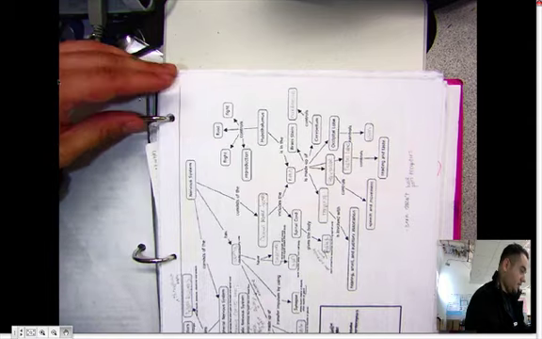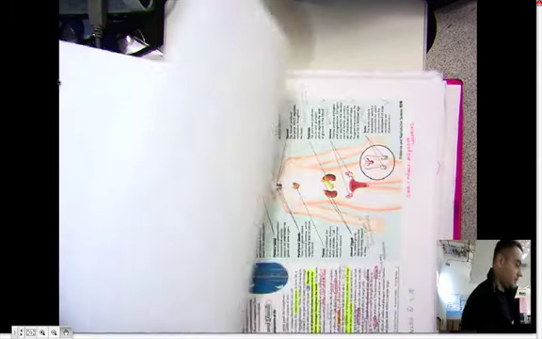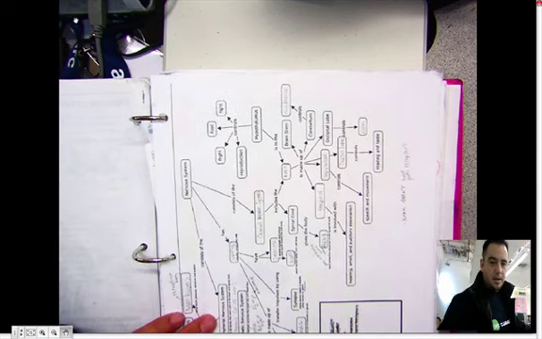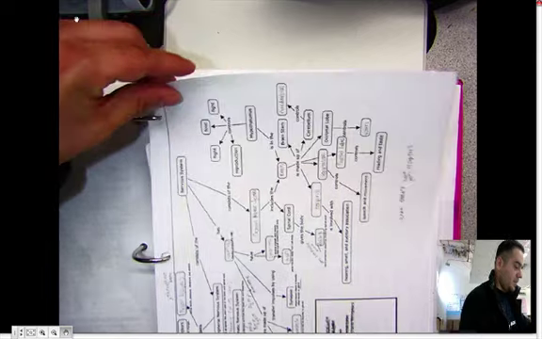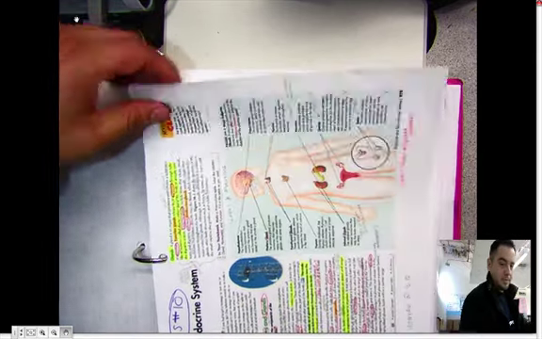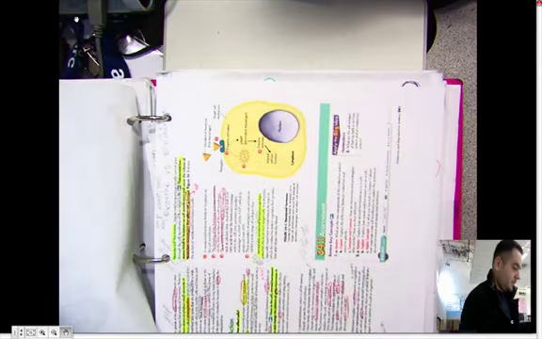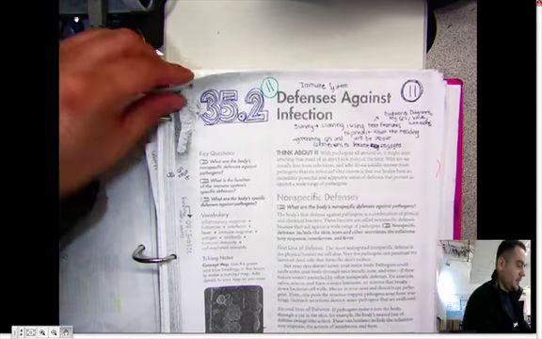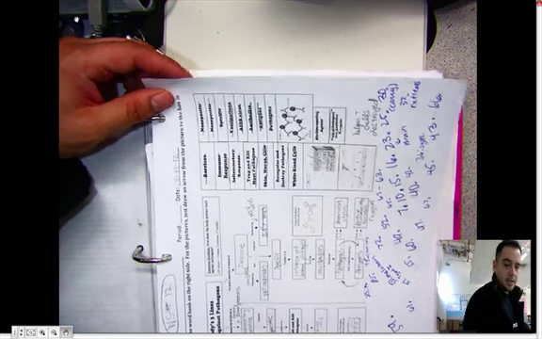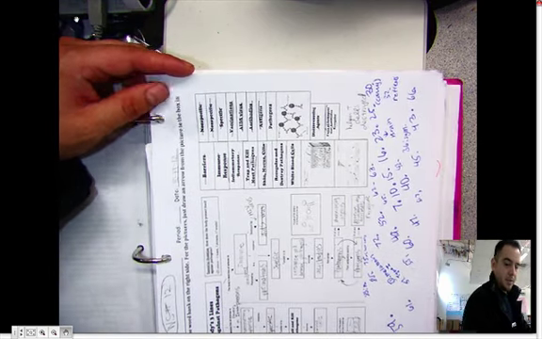Then you have, and again, just remember numbering them, right? 8. Always number them and circle them. 9 is this nervous system concept map or bubble map. 10, endocrine system packet. That's number 10. 11 is the immune system packet. 12 is the concept map for the immune system.